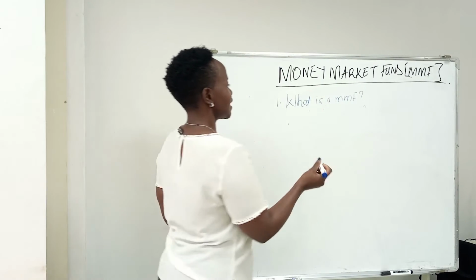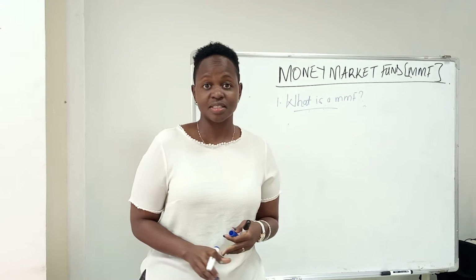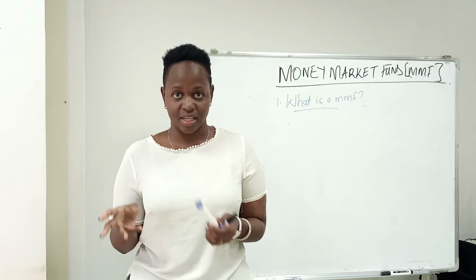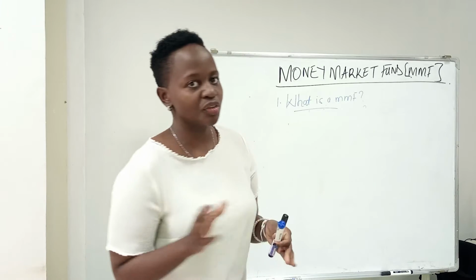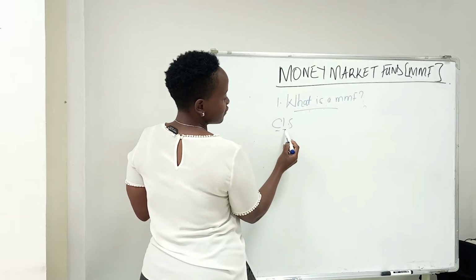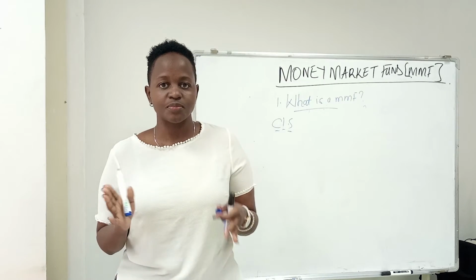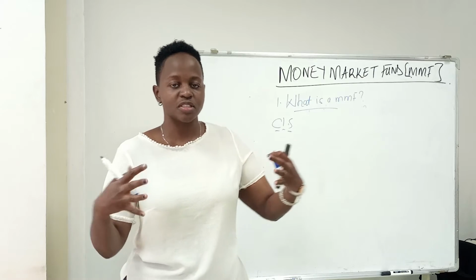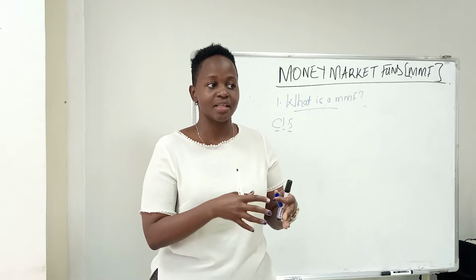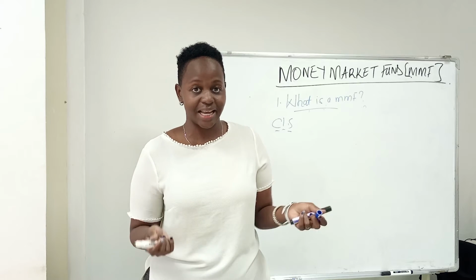A money market fund is basically a form of a unit trust, which is also a form of a collective investment scheme, what is known as CIS. So let me first give you a definition of the Collective Investment Scheme. A collective investment scheme is whereby investors pool their money together, and then that money is invested into different asset classes.